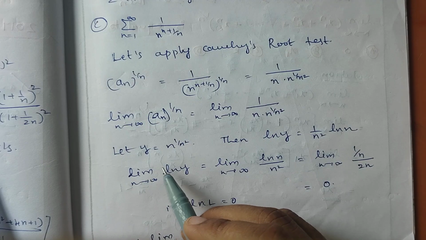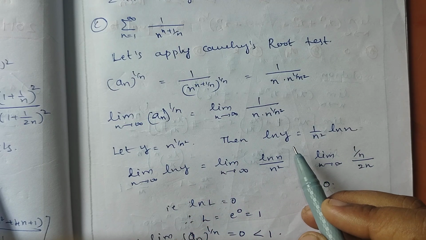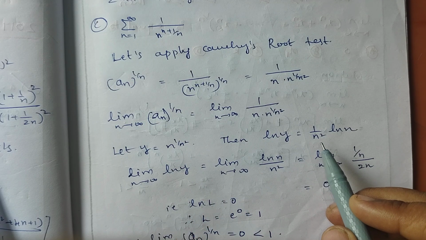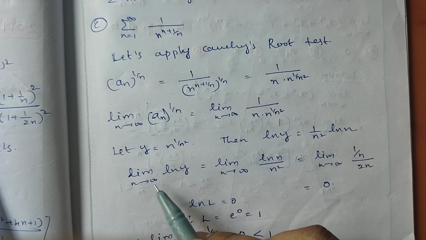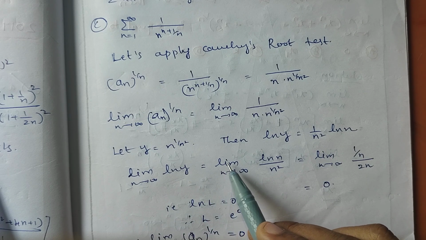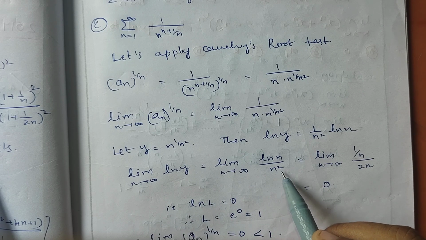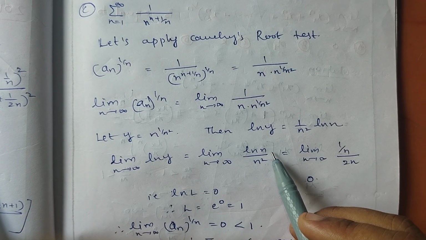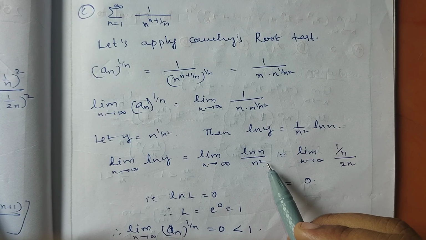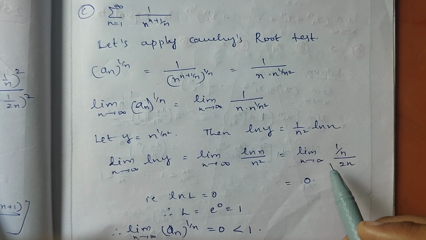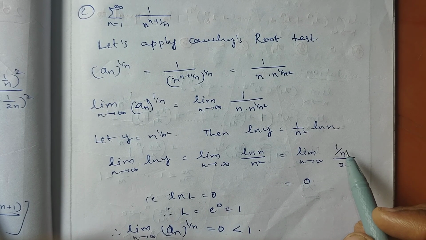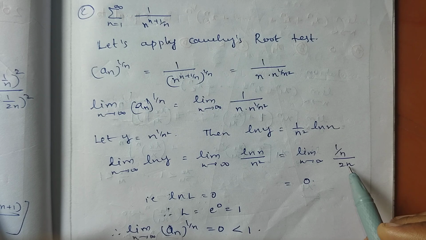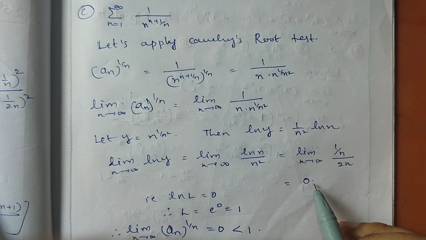So let y is equal to n to the power 1 by n square. Then ln y will be equal to 1 by n square into ln n. Limit n tending to infinity of ln y, we will get limit n tending to infinity of ln n by n square. Here we cannot directly apply n as infinity. You will get infinity by infinity form, which is undetermined form. So apply the L'Hopital's rule. Applying L'Hopital's rule, derivative of ln n is 1 by n, and derivative of n square is 2n. So here you will get limit as 0.